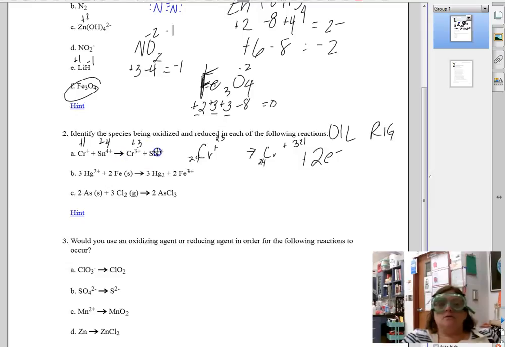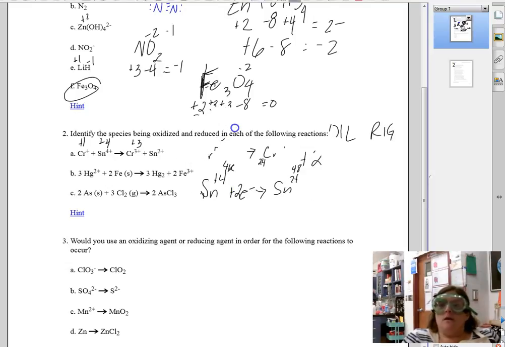Tin went from a plus 4 to a plus 2. I have to look at what it is, 50. Here it would have 46 electrons, and here it'd have 48. So what happened to its electrons? It gained 2 electrons. Okay?